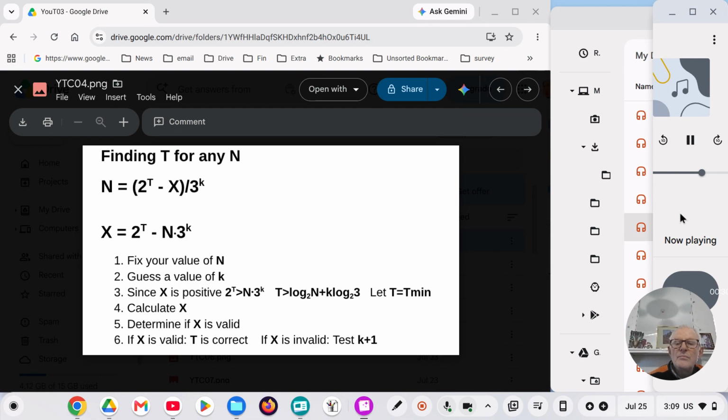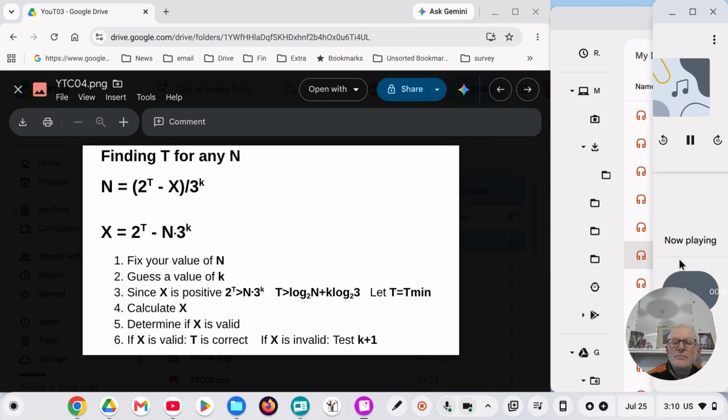So on the right hand side of the equation we have the inequality: 2 to the power of t has to be greater than capital N times 3 to the power of k. Or in terms of t, t has to be greater than log base 2 of N plus k times log base 2 of 3. You have N and k, so you know t has to be the first integer above this expression on the right hand side of the equation. Say it's 6.86 or something like that. Well, t min equals 7.